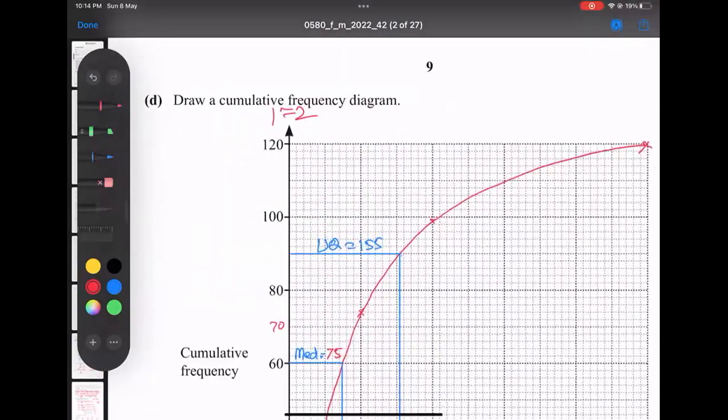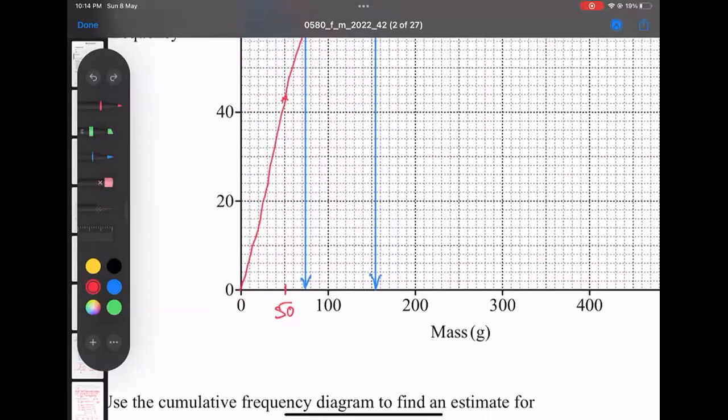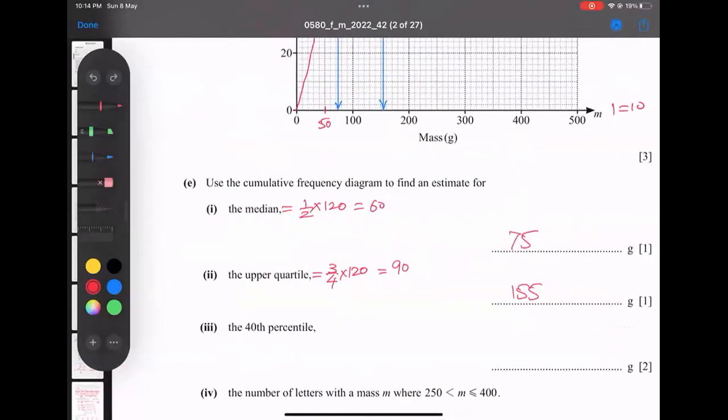Okay, because some students join directly. When they join directly, the answer will be affected. They will get 165 or something like that. Okay, that is a little wrong. Not wrong, but I think you will lose marks.